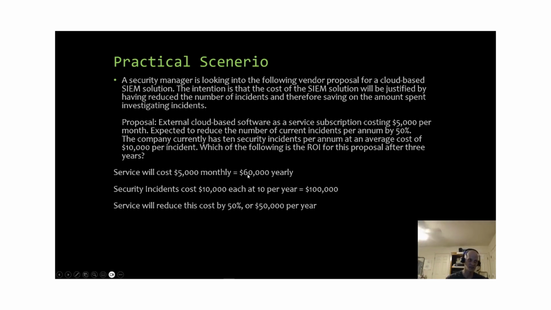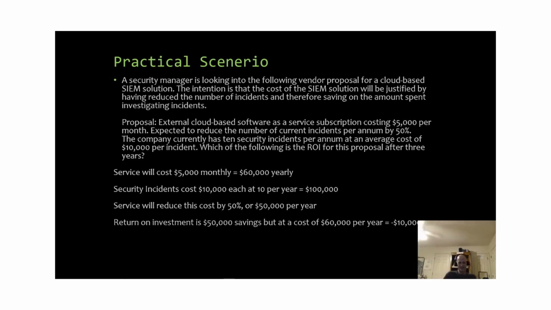Because this is going to save us 50 grand. So we're spending 60 grand a year for something that is going to mitigate 50 grand a year. See where we're going with this? The return on investment, okay, yeah, it's $50,000 in savings. But that $50,000 savings costs us $60,000 a year. So we're actually spending $10,000 a year more.